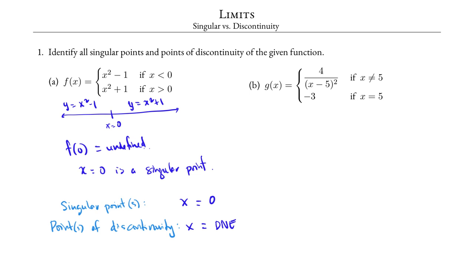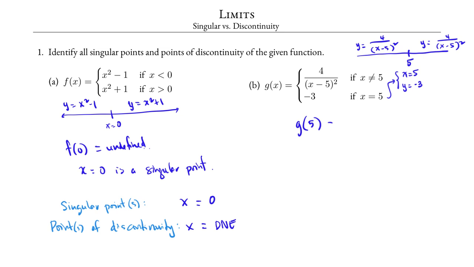Similarly, for part B, we will still need to evaluate the function at the breakpoint. But before we do that, for piecewise function, always write the formula for each of the specified domain. When x equals 5, the output is -3. That is what the second piece is telling us. And then everywhere else, the formula that we will use is 4 over x minus 5 squared. On the right hand side of 5, it is still 4 over x minus 5 squared.